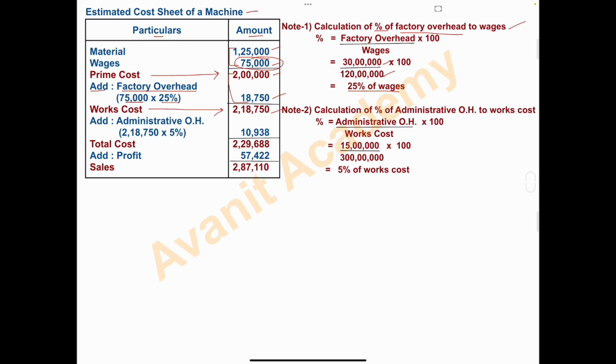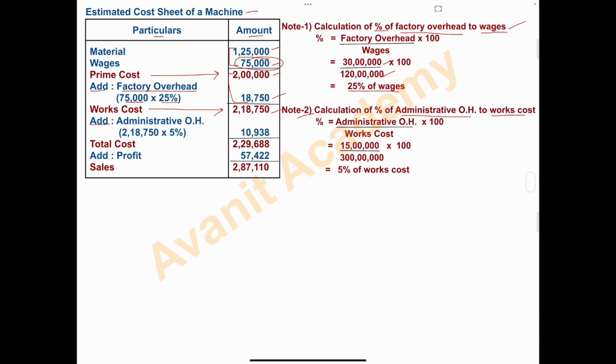Next is add administrative overhead. To get the administrative overhead amount, we have to prepare note number 2. That is calculation of percentage of administrative overhead to works cost. For factory overhead to wages and for administrative overhead to works cost. So the formula is to calculate the administrative overhead percentage is equal to administrative overhead divided by works cost into 100.